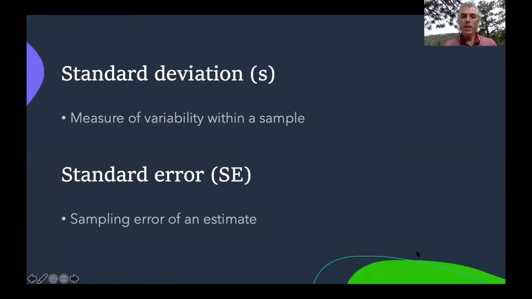A standard deviation is a measure of the variability within a sample, whereas the standard error is the sampling error of an estimate. Now that all probably sounds like gobbledygook and it's really hard to understand, but we're going to break it down for you bit by bit.